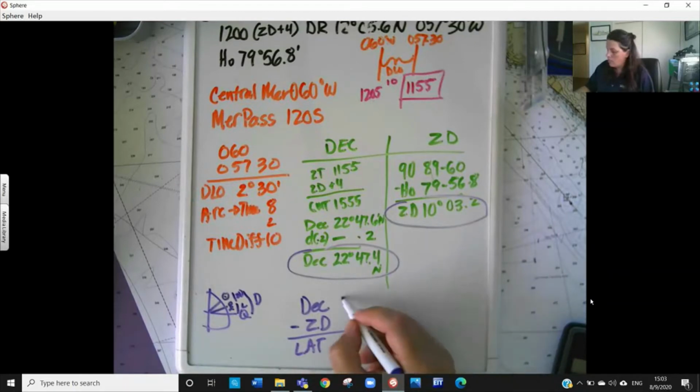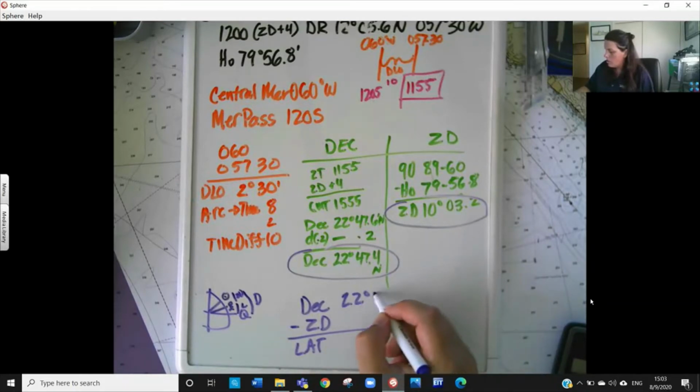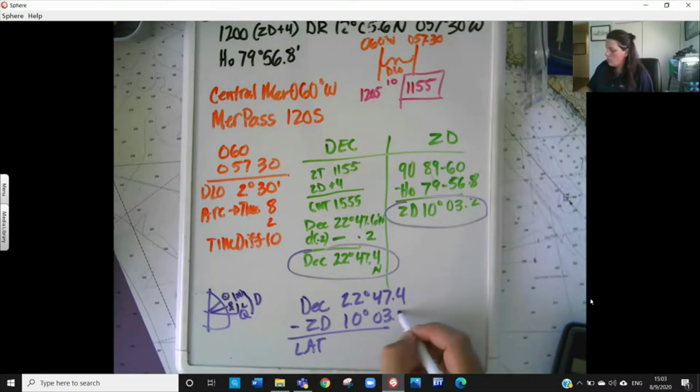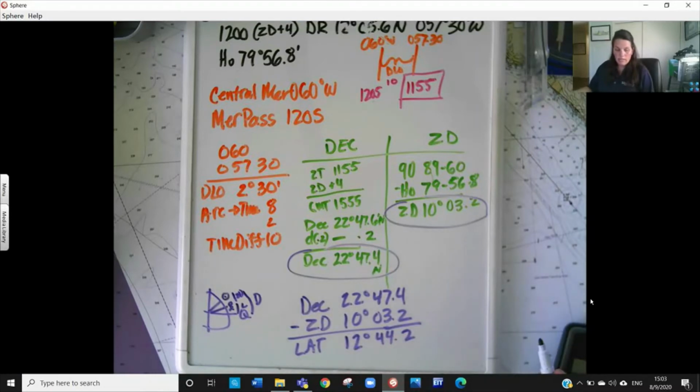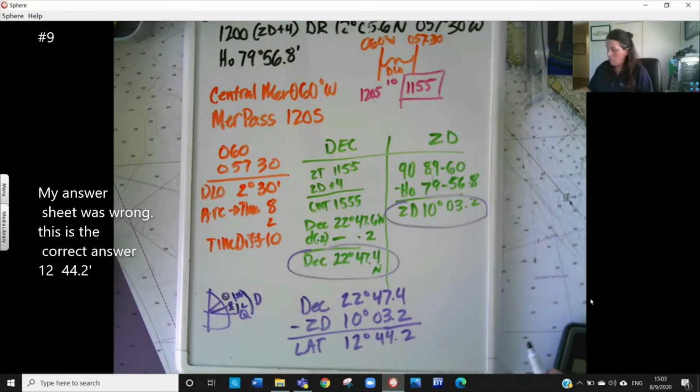The declination was 22 47.4. Zenith distance was 10 03.2. I can subtract these to get 44.2 and 12. So I have a latitude of 12 degrees 44.2.